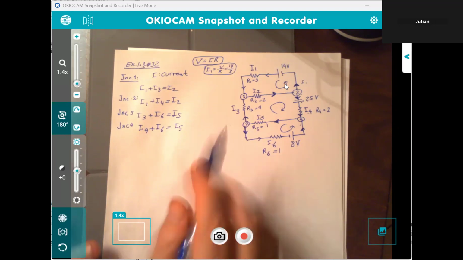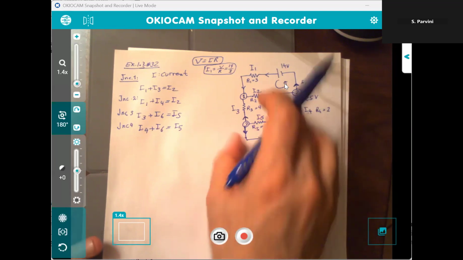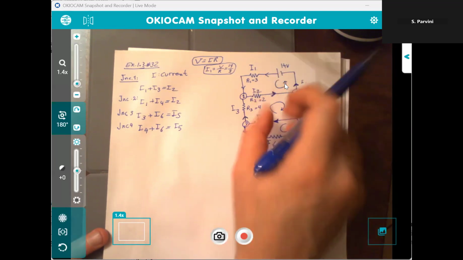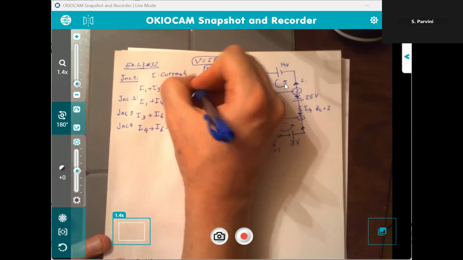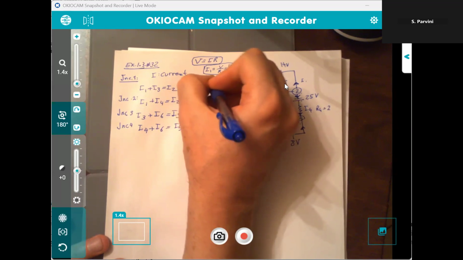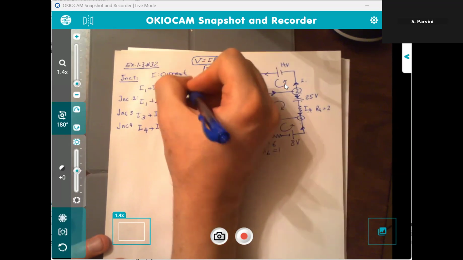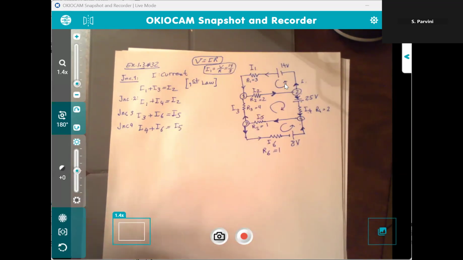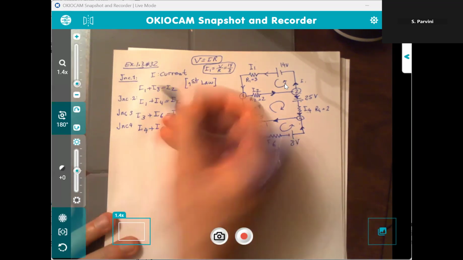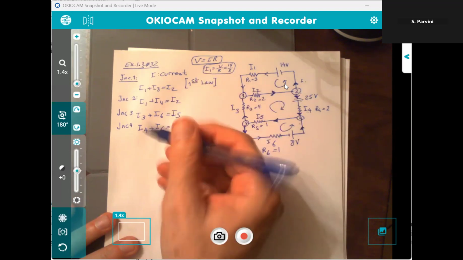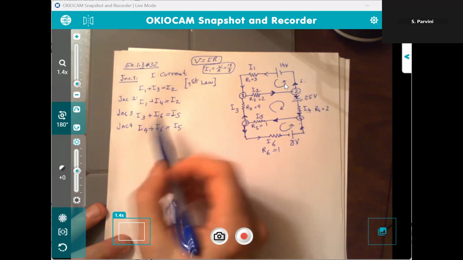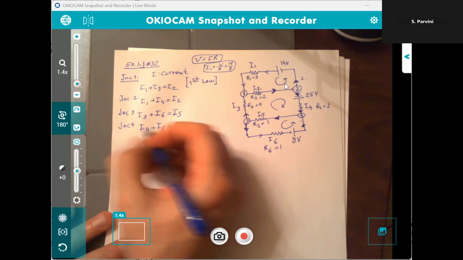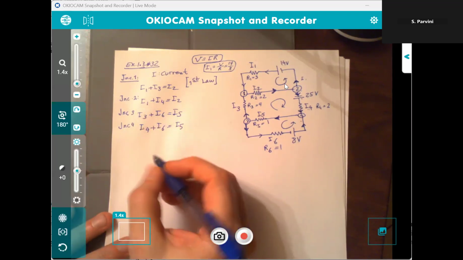Okay, so now notice, by the way, we handled these using the first law. That's what we did. So far we've got 4 equations, right? And we need more equations, so let's see if we can come up with more.